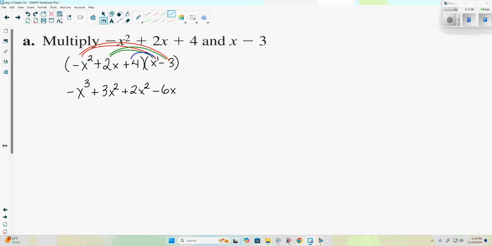And last but not least, we're going to multiply through by 4. So we're going to do 4 times x, which is plus 4x, because it would be 4x squared if the 4 had an x. 4 times x just gives us 4x. And 4 times negative 3 is negative 12. Does that make sense? I might have said 4x there for a second.